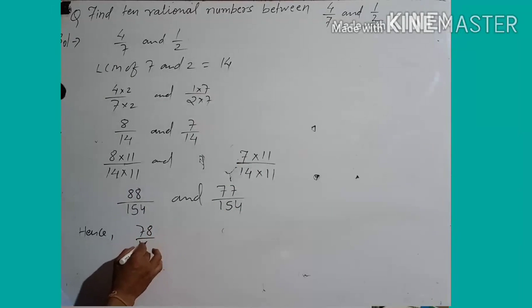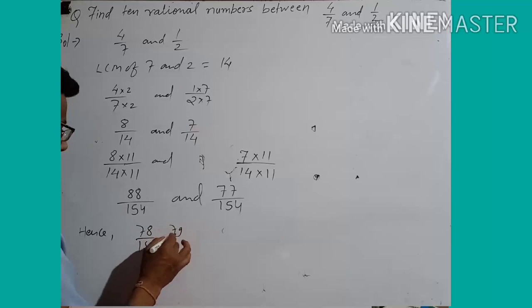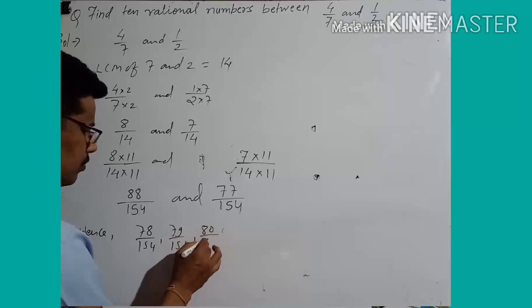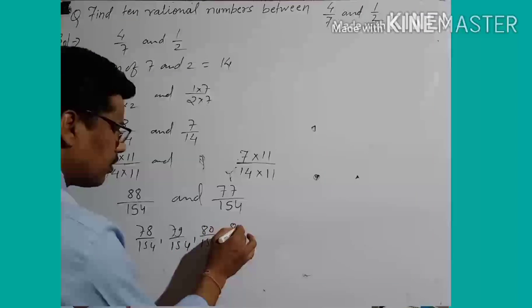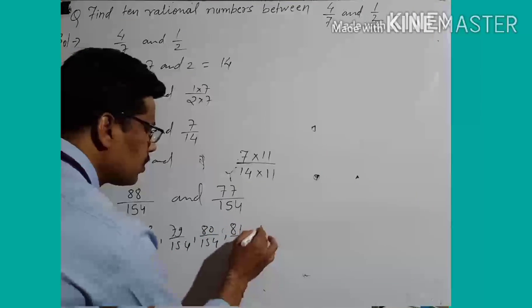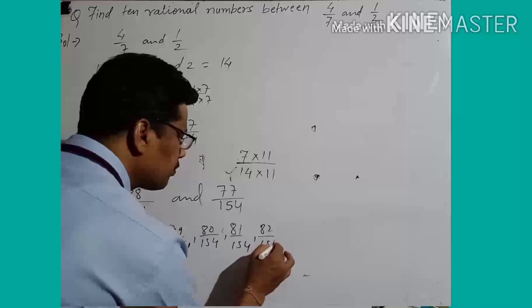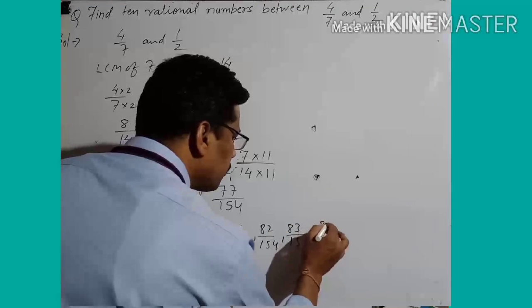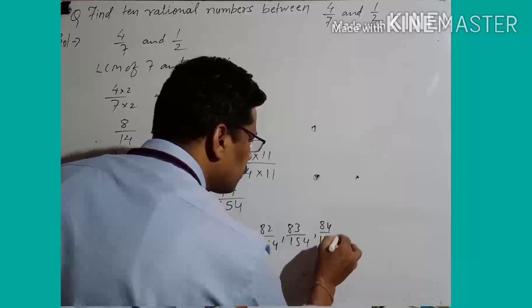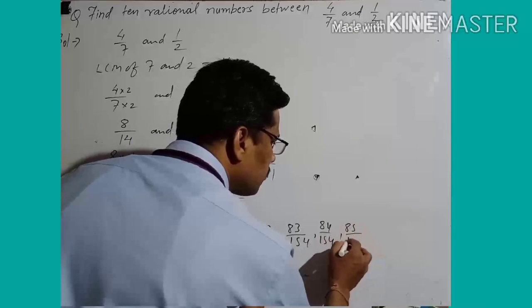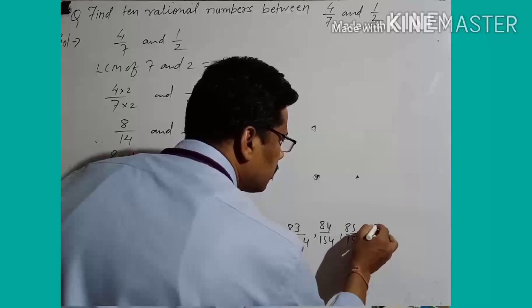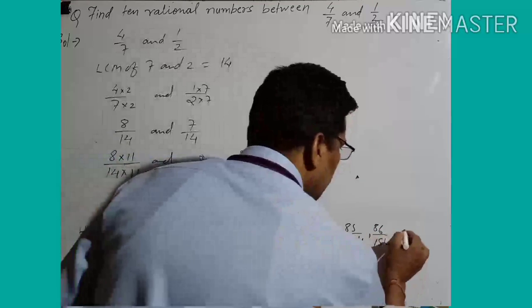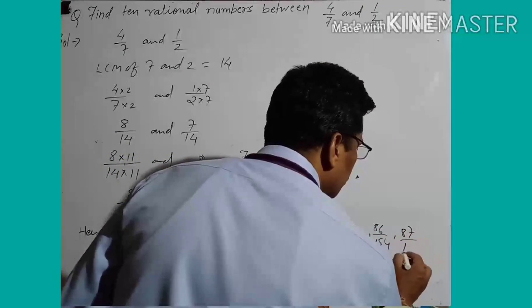78 upon 154. Then 79 upon 154, 80 upon 154, 81 upon 154, 82 upon 154, 83 upon 154, 84 upon 154, 85 upon 154, 86 upon 154, and 87 upon 154.